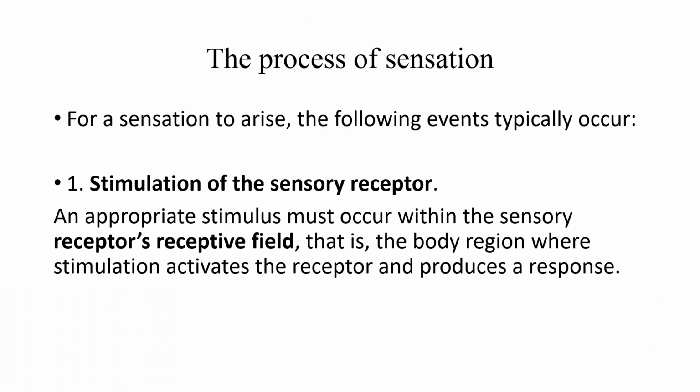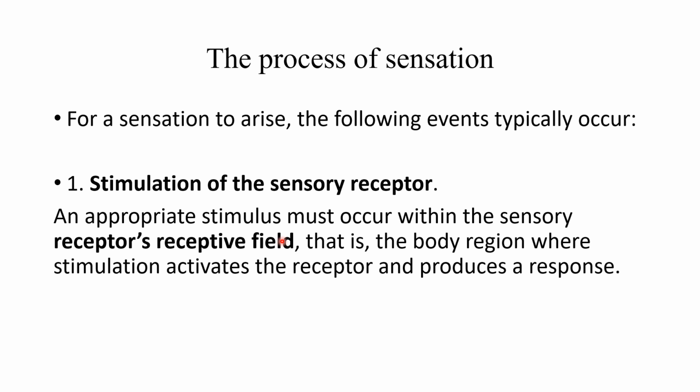So the process of sensation. What are the steps for the process of sensation? The first step is stimulation of sensory receptor. And as we said before, in order for a sensory receptor to be stimulated, there have to be two conditions met. The first thing is that the stimulus should be specific for this type of sensory receptor. The second thing is that it should be within the receptive field of this receptor.